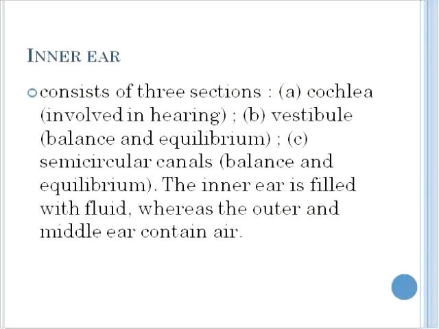The inner ear, as previously mentioned, comprises three sections: cochlea, vestibule, which functions in balance and equilibrium, and semicircular canals, also involved in balance and equilibrium. The inner ear is filled with fluid, whereas the outer and middle ear contain air.